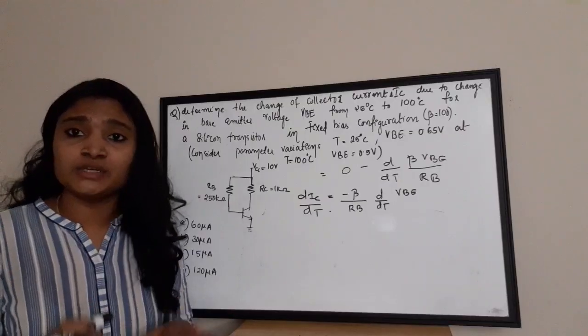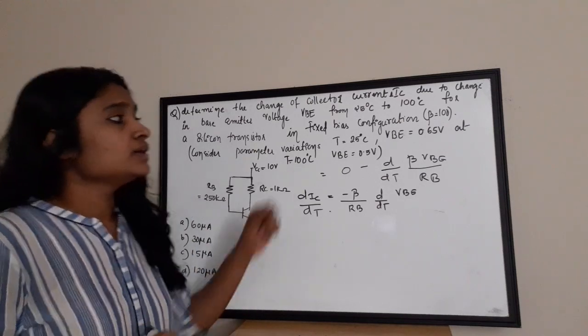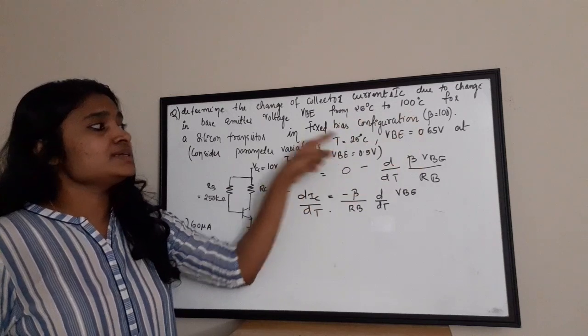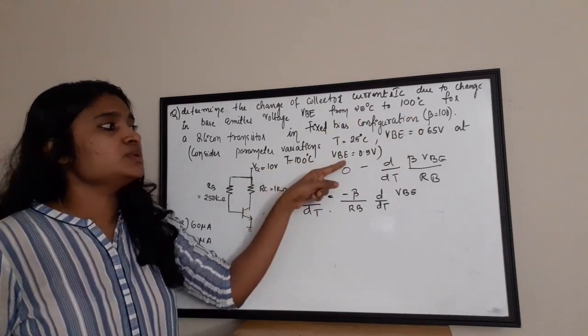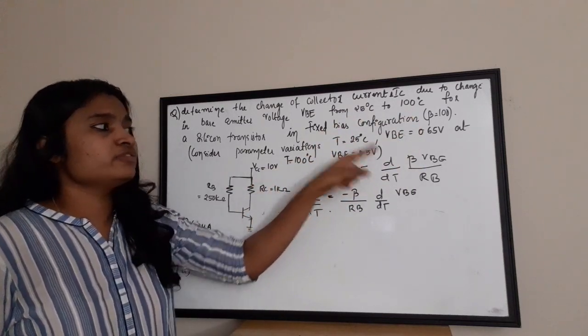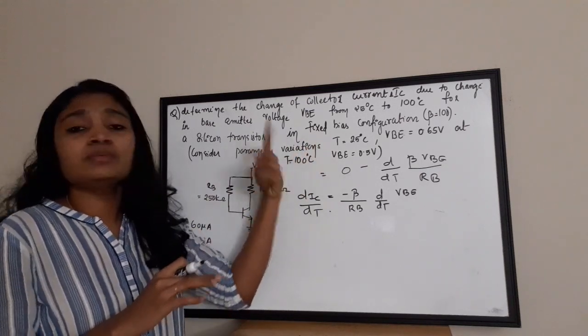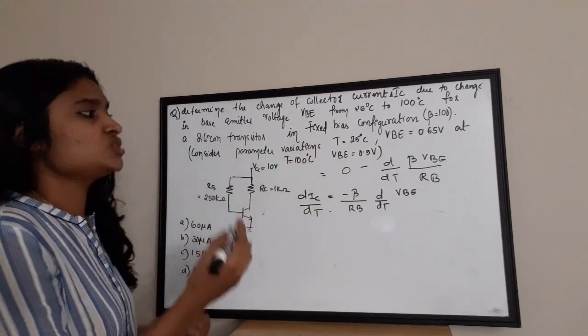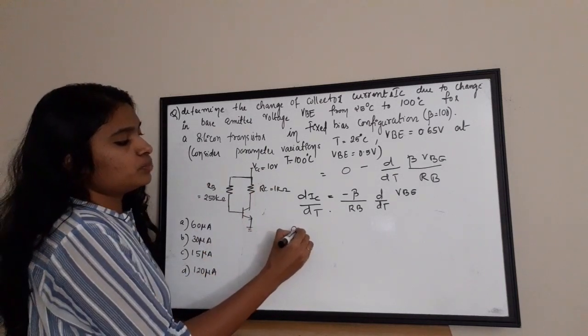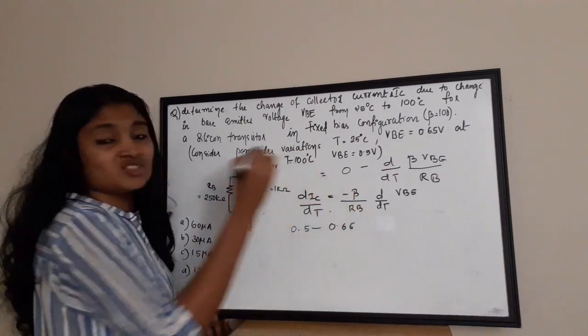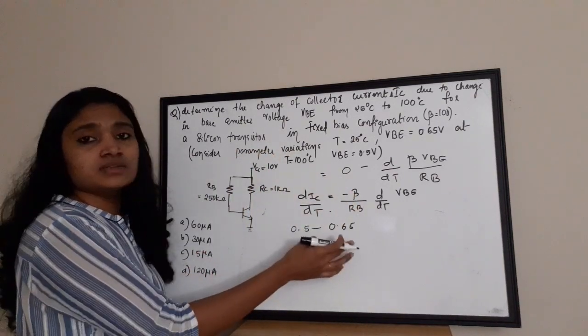Now see, the value of VBE is changing, right? That is, if T is 25 degree, the value is 0.65, and when T is increasing to 100 degree, the value is decreasing to 0.5. Okay, so what is the change? That is, as the temperature is increasing, the VBE is decreasing, right? So the change is 0.5 minus 0.65 is a change. Higher value minus lower value.